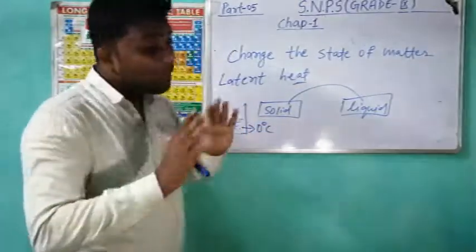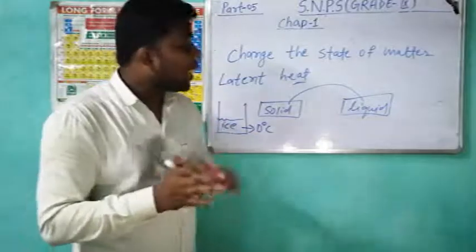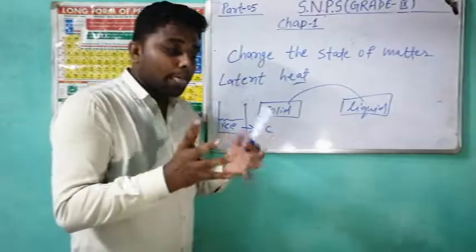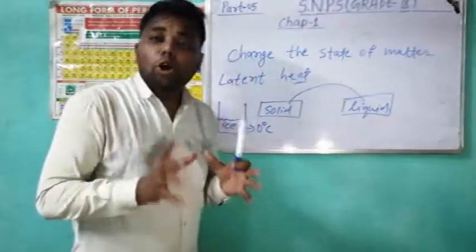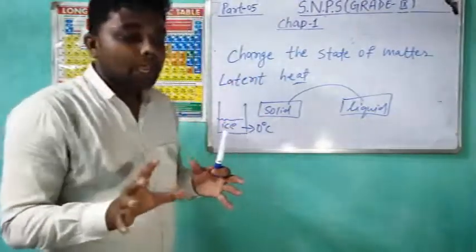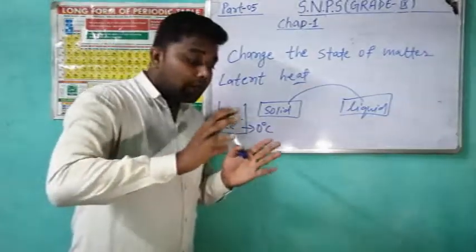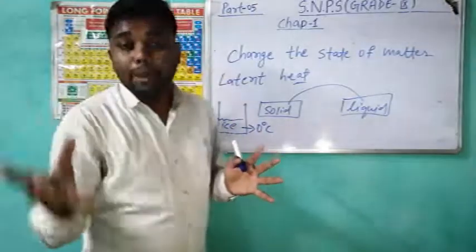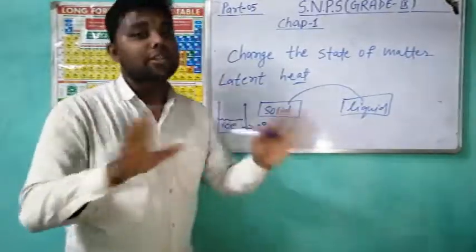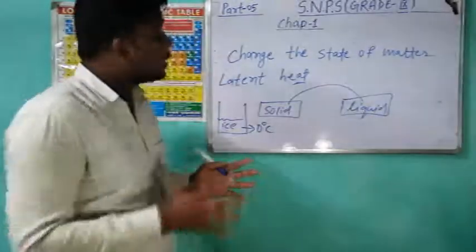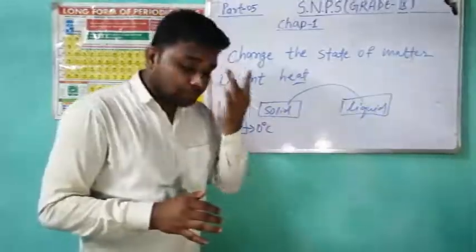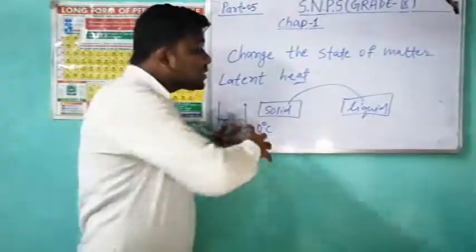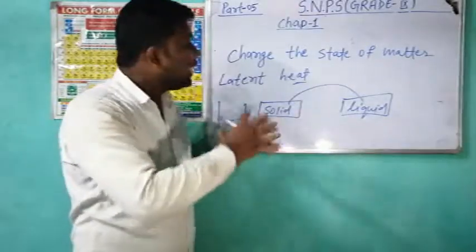And the same rule applies when liquid is converted into gas. If the boiling point of water is 100 degrees Celsius, then until the liquid is converted into gas, until the water is converted into vapor, its temperature does not rise at all. So we can say that this is called latent heat, when we supply some heat energy to change the state of matter.